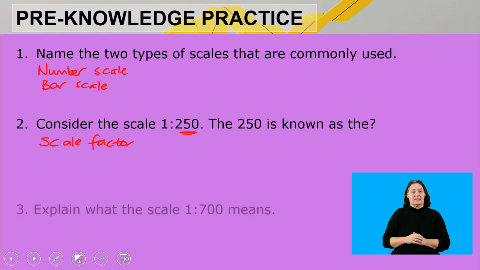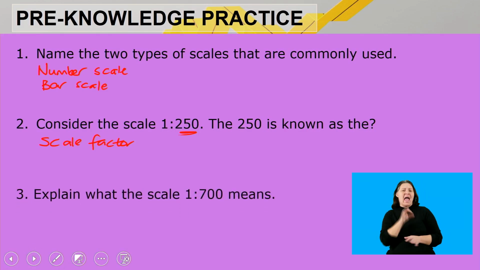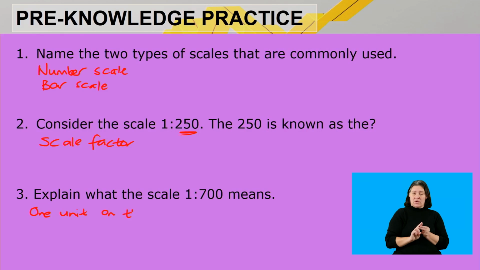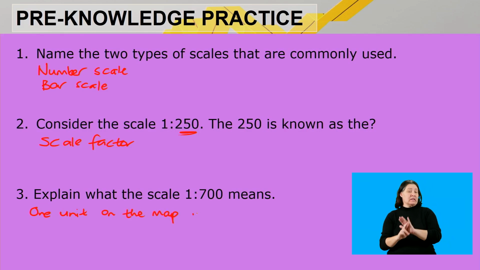Then our next question says, explain what the scale 1:700 means. Here we'll say it simply means that 1 unit, and I want you to take note of the word unit, 1 unit. Let's say, for example, we are working with a map. So I'll say 1 unit on the map represents or is equal to 700 units in reality.